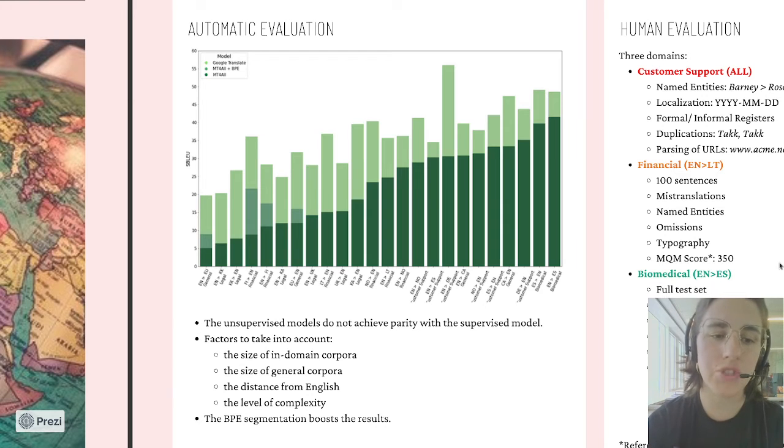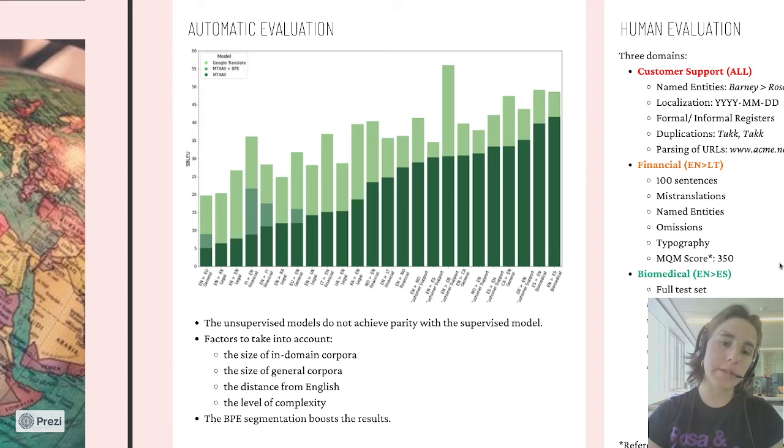For the English-Basque general domain, we get a BLEU of 5, which is very low, but for the Spanish-English biomedical domain, we get a BLEU score of 40, which is a very considerable score for an unsupervised technique. So we have seen that there are some factors to take into account when analyzing the results, and that is the size of in-domain corpora, the size of general corpora that we have collected, the distance of the language from English, and also the level of complexity.